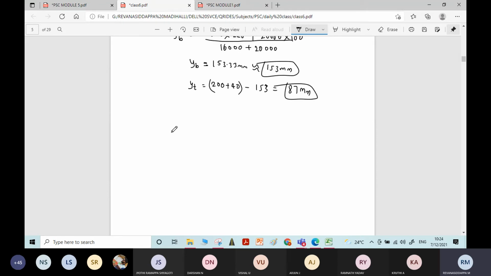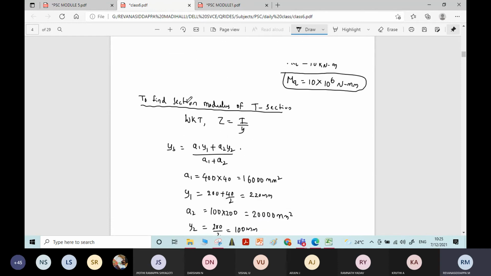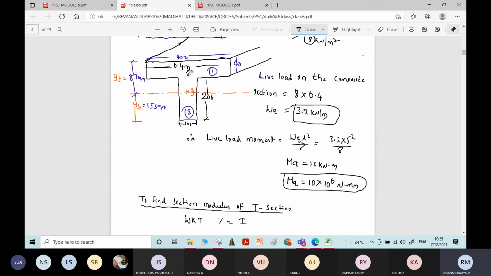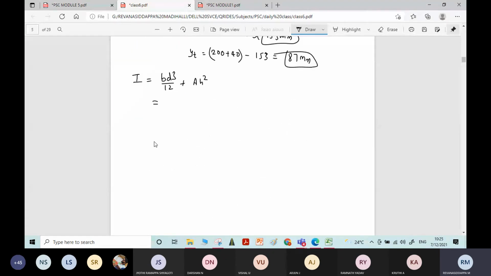Okay. What is the next step? To calculate moment of inertia, that is equal to I by Y. Y values we got. Now we need to calculate moment of inertia I. I is equal to, what is the formula? BD cube by 12 plus AH square. First you take rectangle 1. B is 400, D is 40. 400 into 40 cube divided by 12.